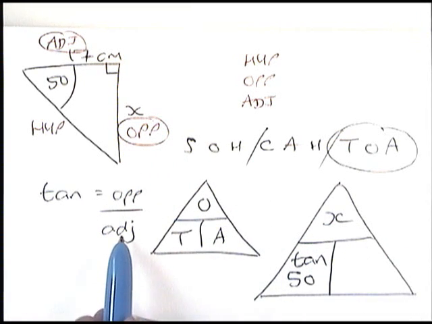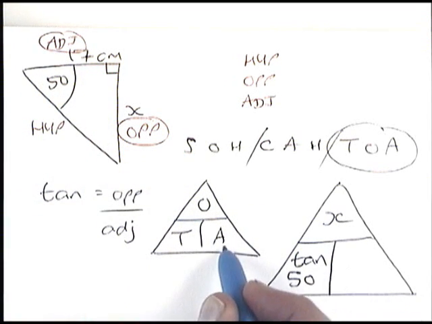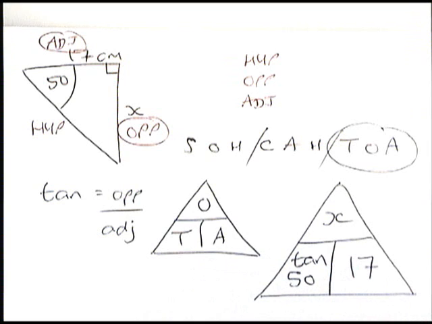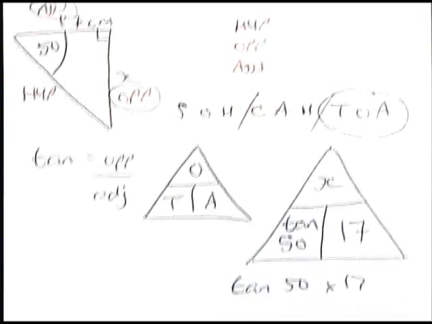The A stood for adjacent. The adjacent side had 17 on it. So down here, instead of the A, I will put a 17. If you've got a number in both of these spaces, we need to times these two things together. So I need to do tan of 50 times by 17.